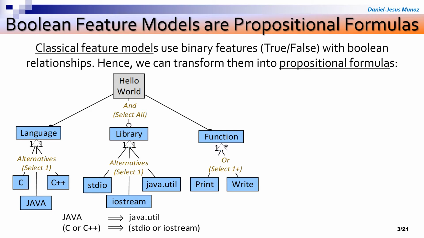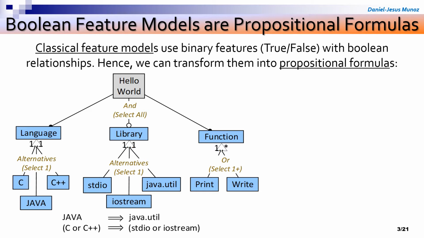Classical feature models, the ones that were developed a long time ago and are the most common in the literature, are boolean feature models, and they can be translated to propositional formulas. Why? Because they both deal with propositional logic. A classical feature model is formed by binary features, true or false, and Boolean relationships. You have several of them in the example there, like ANDs, ORs, and alternatives, what we call XORs.